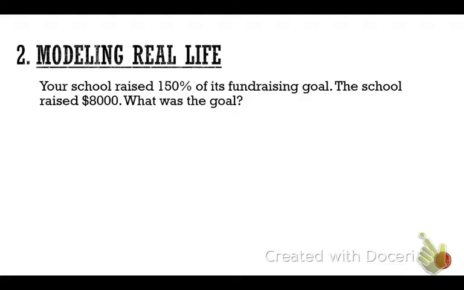They raised above their goal. They got $8,000. Their goal was lower than that, but they exceeded their goal. So we want to figure out what was their goal. What were they trying to raise for their school? So we're going to use our same formula that we've been using today. P times of equals is.